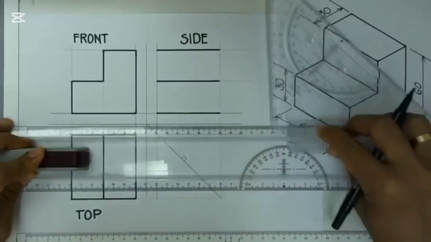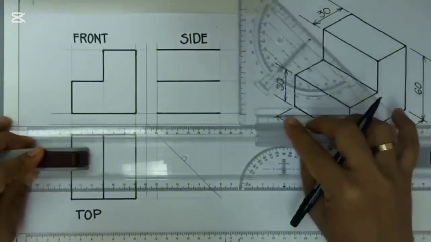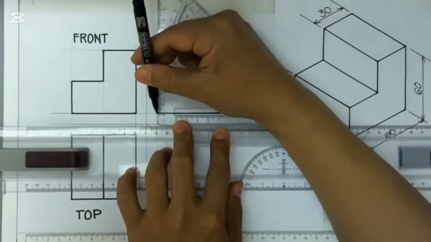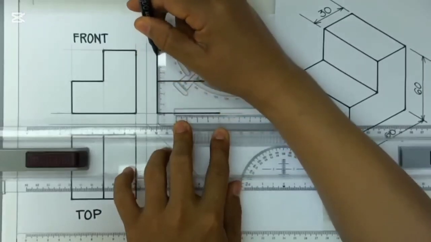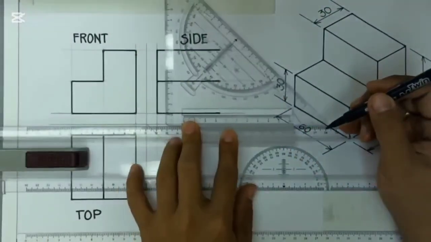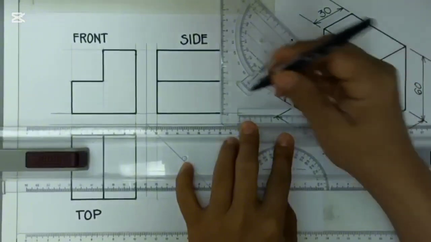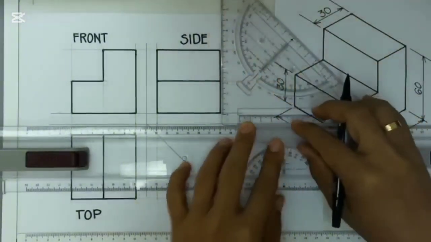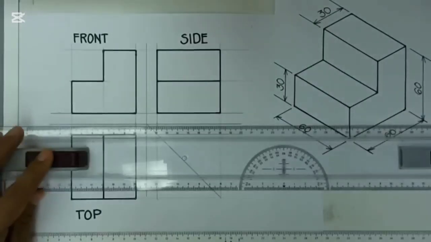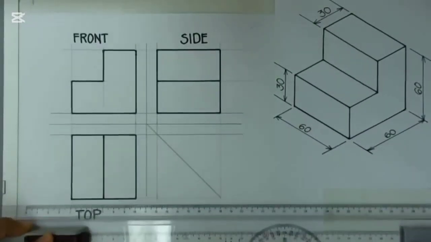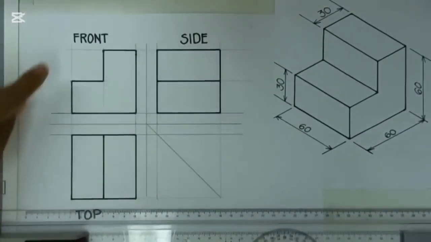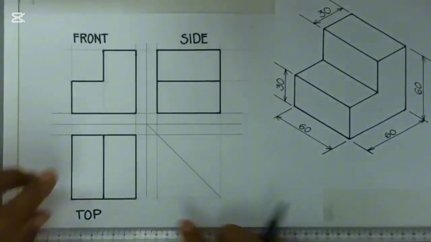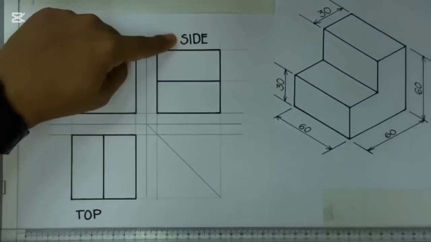Using our triangle, make vertical lines. From this corner, going up, and this corner, going up. Now we have our three main views: the front view, the top view, and the side view.